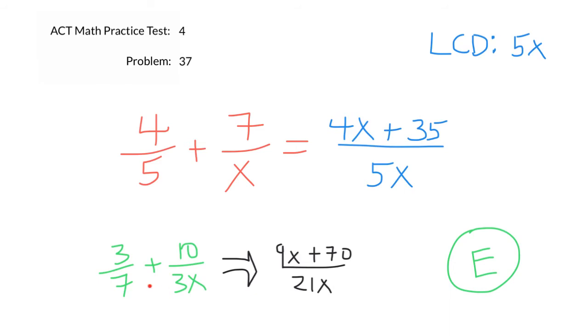Hopefully you are now a master at this situation. Just do be on the lookout for any opportunities to factor out a GCF and then make cancellations just in case, okay? So that's how you do problem number 37. It is E.